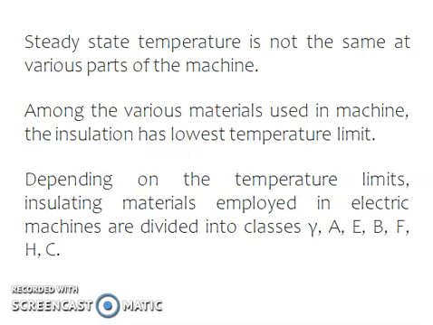Steady state temperature is not the same at various parts of the machine. As we know, the machine consists of various parts and different materials are used, so it is not the same for all the parts. It is usually highest in the windings because loss density in the conductor is high, and also the dissipation is low in the windings, since the conductors, which are wrapped in insulating material, are partly embedded in slots and thus are not directly exposed to the cooling air.